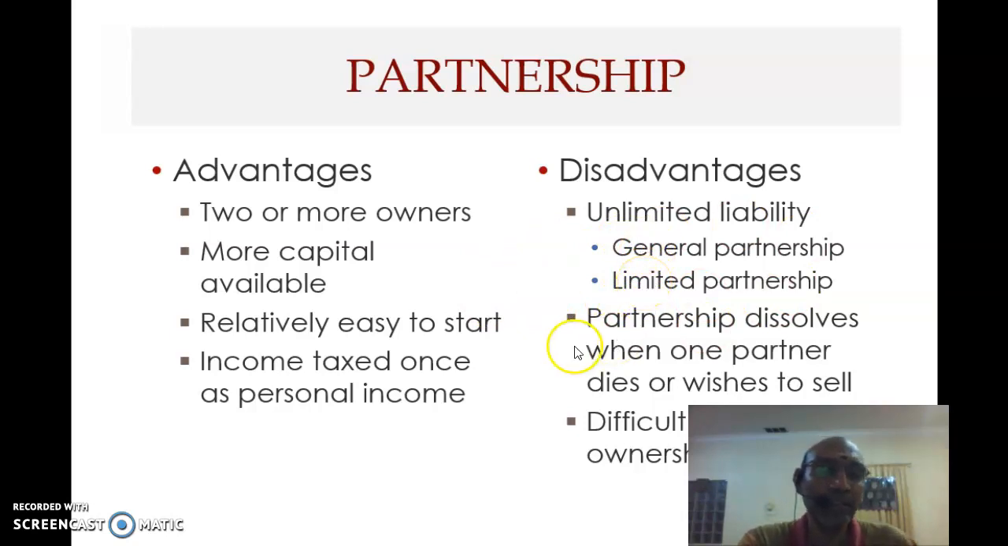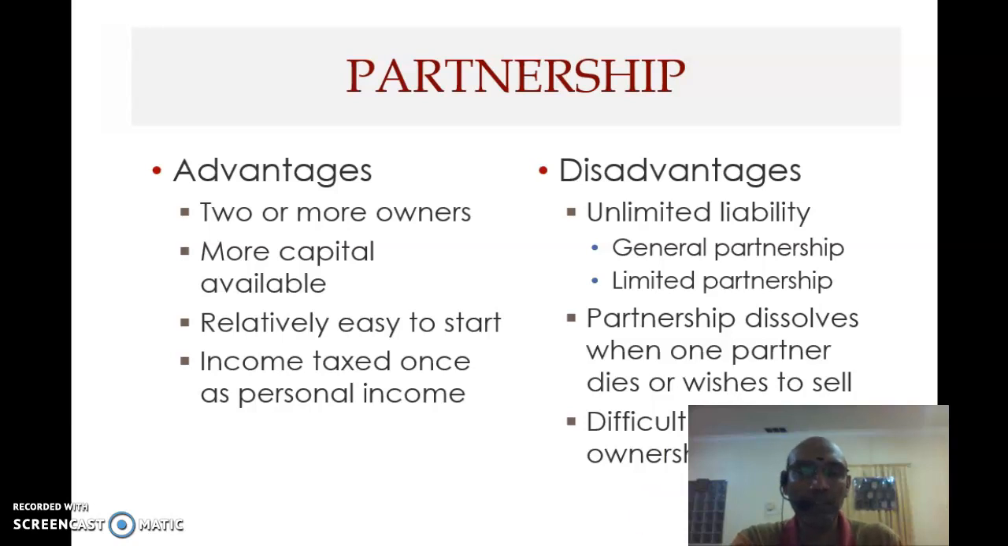Alright, then the other disadvantage is that the partnership dissolves when one partner dies or wishes to sell, because it's an agreement among the partners. If one wants to sell her or his portion of the business and there are no provisions in the partnership agreement, then the whole partnership must be dissolved. The assets of the firm must be sold off to pay the employees and the creditors, and whatever is left will be given to the partners. So it's a bit difficult to dissolve or to transfer ownership. These last two key points should be seen together.